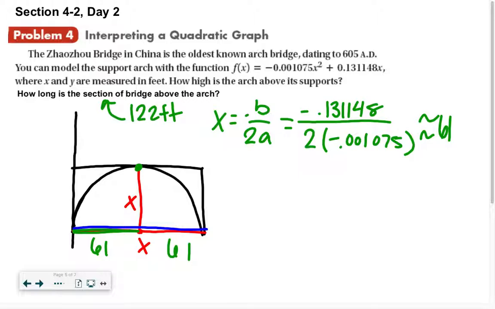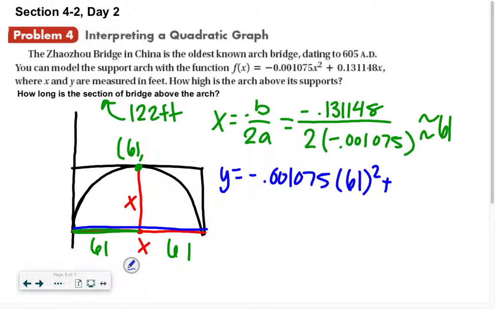Okay, and then I'll fill this in. This x coordinate is 61. What do I do with 61? Plug it into that nasty stuff. I got y equals negative 0.001075 times 61 squared plus 0.131148 times 61. Sheesh, so yeah, it's nasty. If you don't write that down, you don't have to. Put it in your calculator. You get about 4. Crazy, huh?